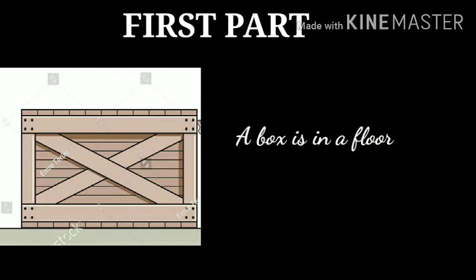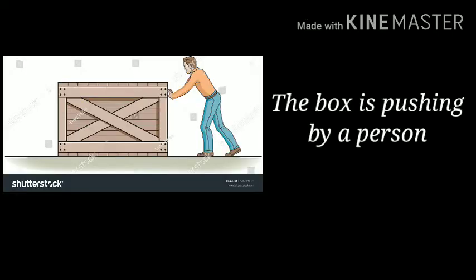So now we can see the box is at rest, and it will stay at rest if force is not applied on it. In this picture, look, the box is being pushed by a person. That means he is applying some force. If his force is greater than the frictional force, which is opposite to the motion, then the box will move. Otherwise, the box will stay in its original position.